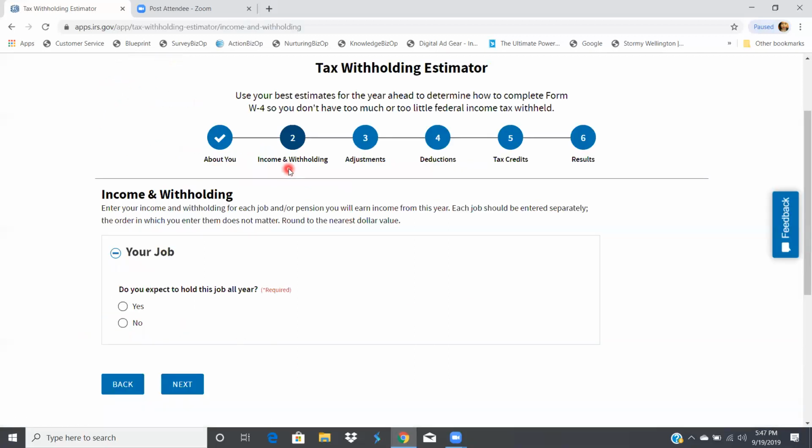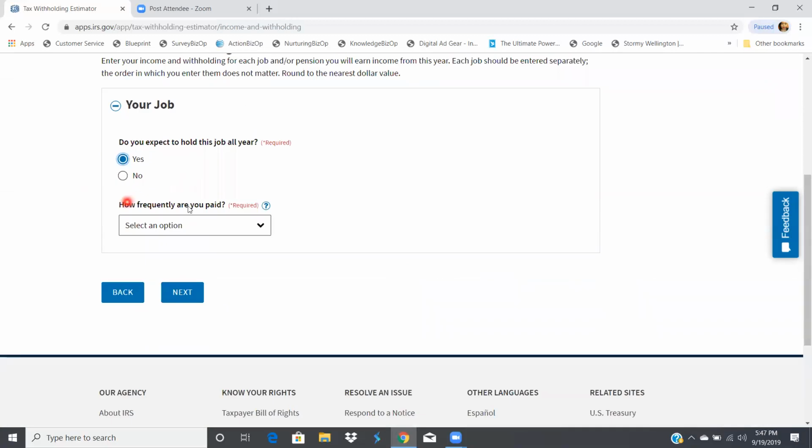Now let's go to the second section, which is income and withholding. So it's going to ask me about the job. It says, do you expect to hold this job all year? Yes. Then it asks me, how often do I get paid? Well, I get paid every 2 weeks.